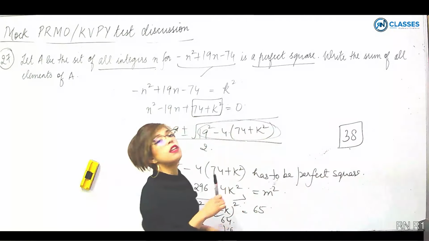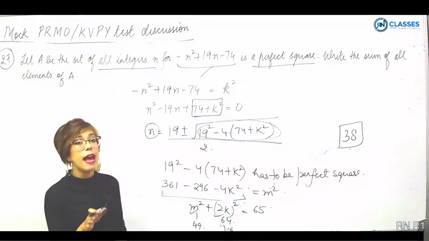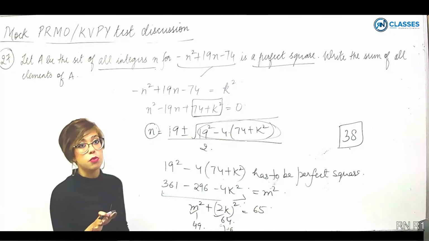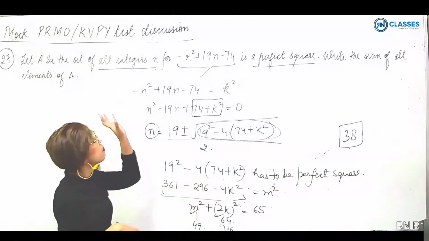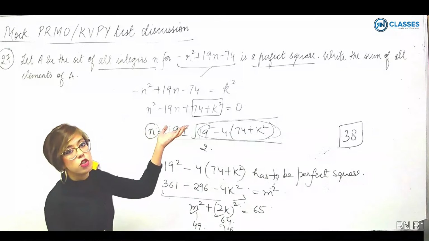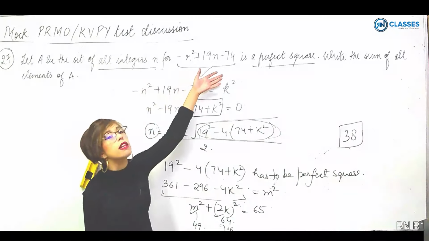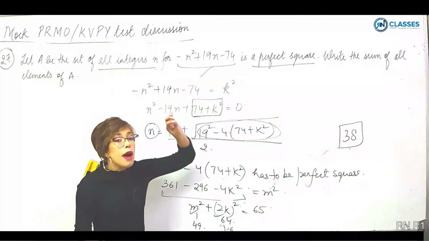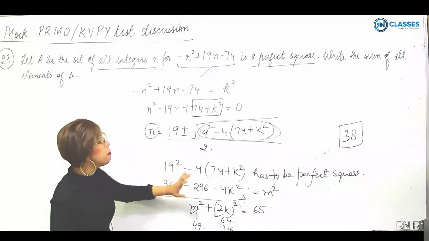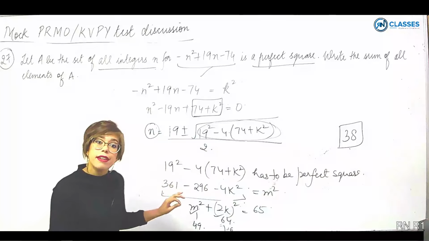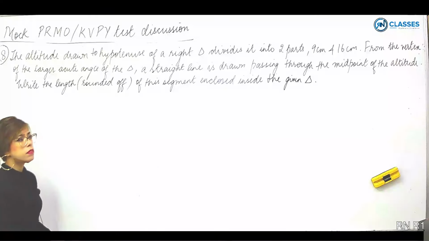Mind it, you can easily use the method of hit and trial in this question. You can just put in the corresponding values of n, because n is an integer. Start putting it. After a certain point of time, you'll stop getting the perfect square. So if you have time and you're unable to think of this method, you can use hit and trial also. Alright, on to the next one.